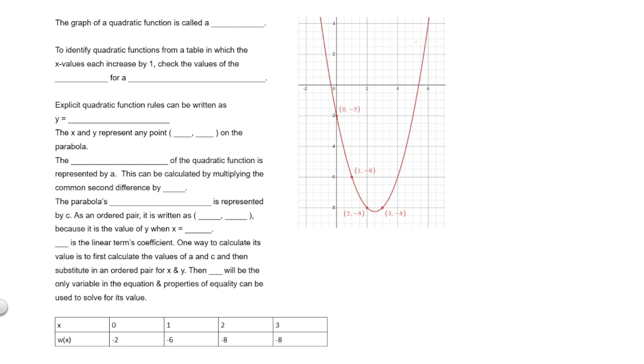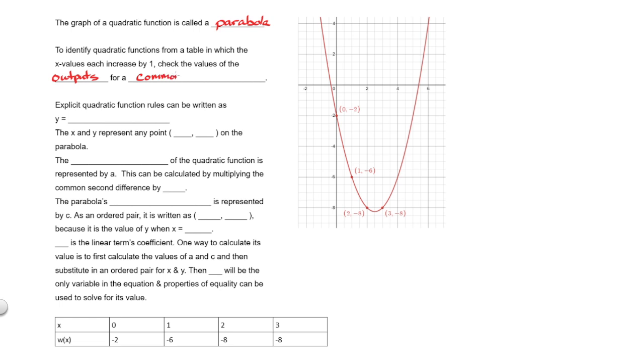This shape on the graph is called a parabola. So when you graph a quadratic function, you will get a parabola. To identify quadratic functions from a table in which the x values each increase by 1, which they are doing here, we're going to check the values of the outputs, just the outputs, for a common second difference.